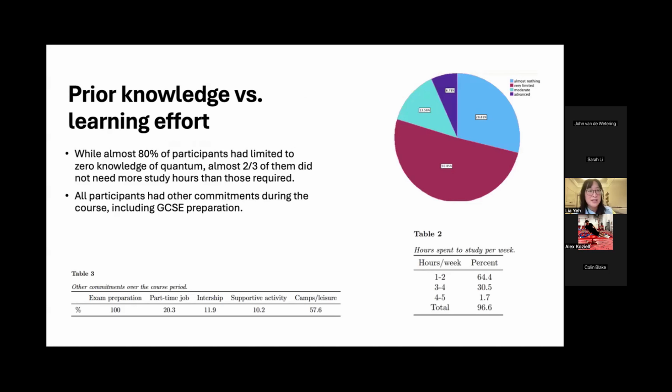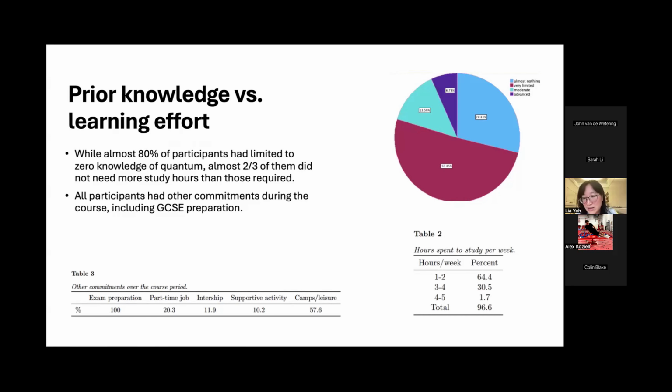On the top right of the slide, I'll just go through these figures. This was asking the students what their prior experience and prior knowledge of quantum is. For almost a third, it's almost nothing, no knowledge of quantum. And for just over half, it's very limited knowledge of quantum.